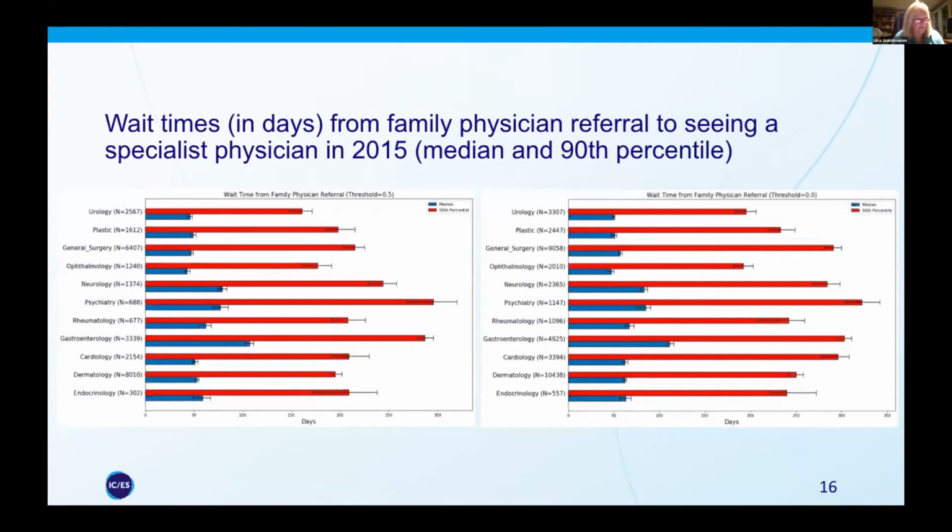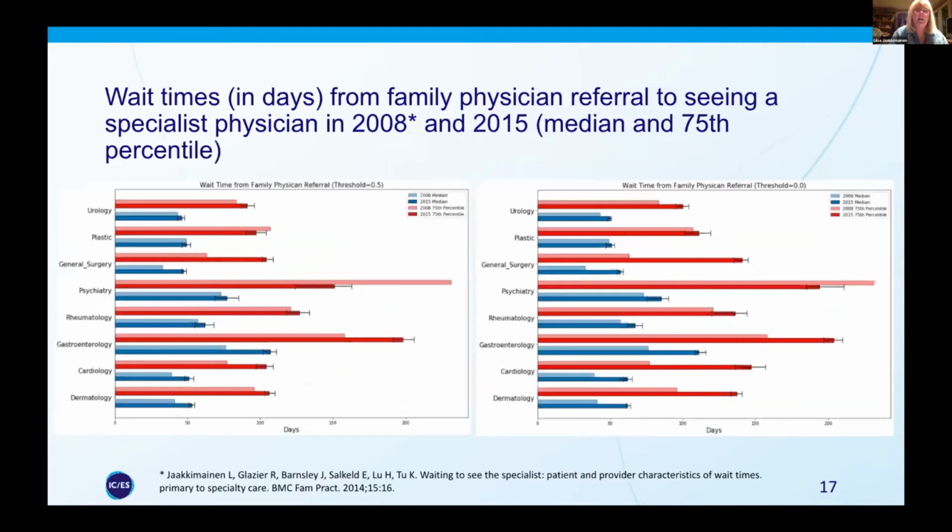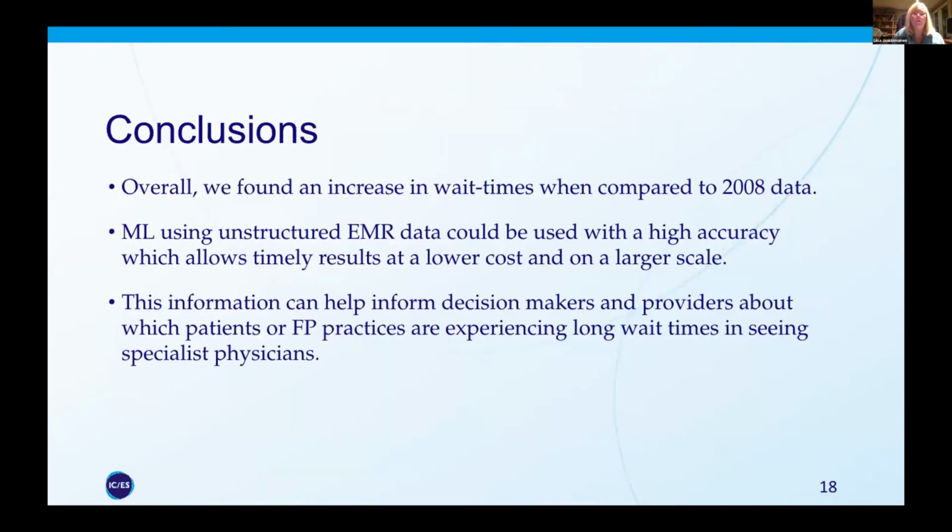Okay, so these are the wait times that we had. Basically, the wait times using the 0.5 threshold were slightly shorter than where there was no threshold, but the order was the same. And we see differences where surgical specialties have shorter median wait times than the medical ones. And this was our comparison to our analysis in 2008. Basically we saw that the wait times in 2015 were actually now longer than they were in 2008. But a cautionary note, 2015 is using machine learning and 2008 was using, as Mahmoud would say, real people to do abstractions. So overall, we found an increase in wait times when compared to 2008.